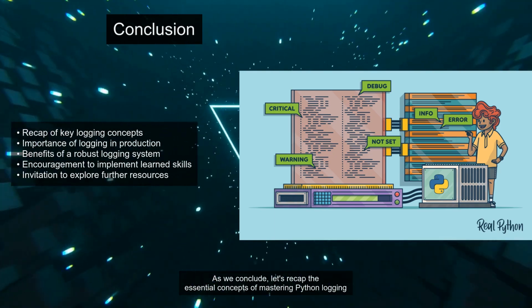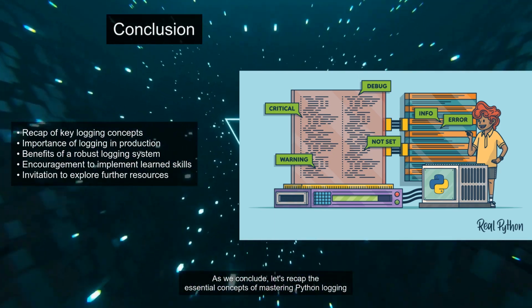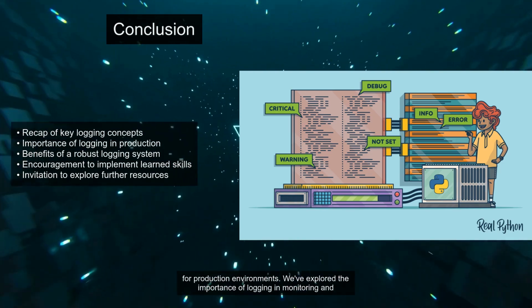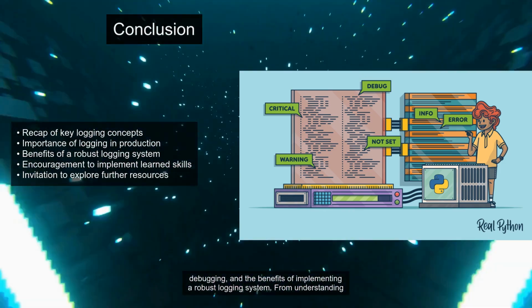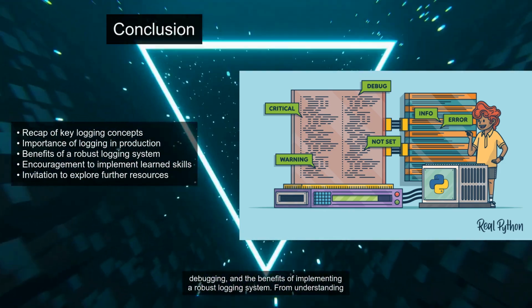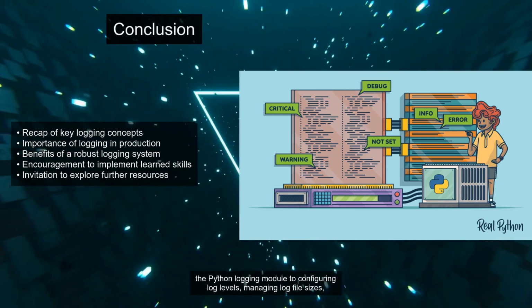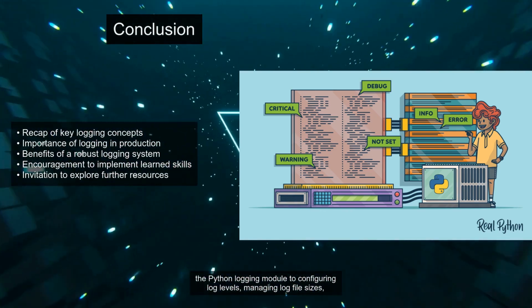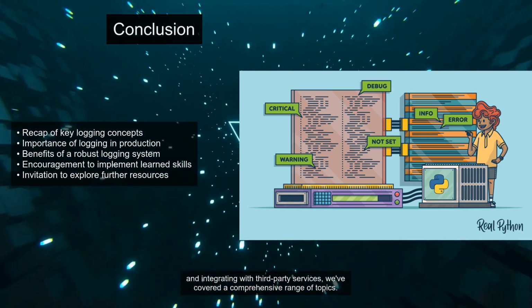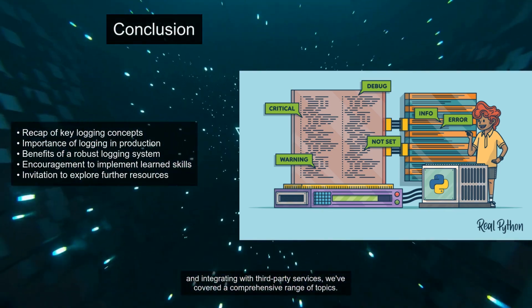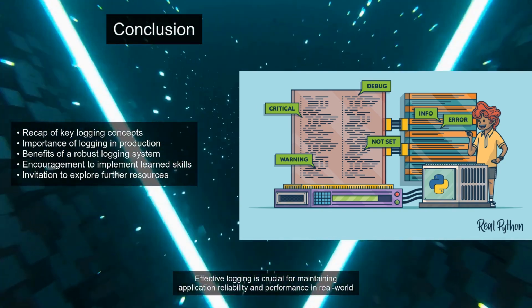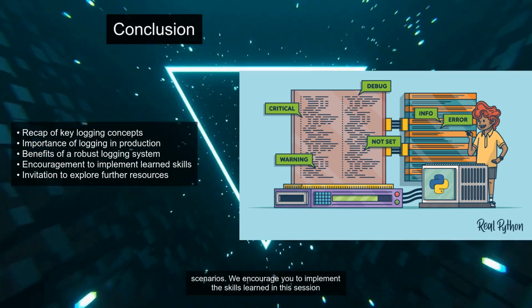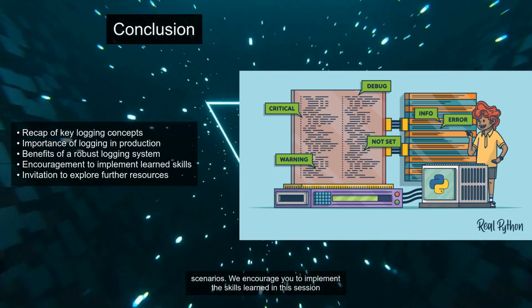As we conclude, let's recap the essential concepts of mastering Python logging for production environments. We've explored the importance of logging in monitoring and debugging, and the benefits of implementing a robust logging system. From understanding the Python logging module to configuring log levels, managing log file sizes, and integrating with third-party services, we've covered a comprehensive range of topics. Effective logging is crucial for maintaining application reliability and performance in real-world scenarios.